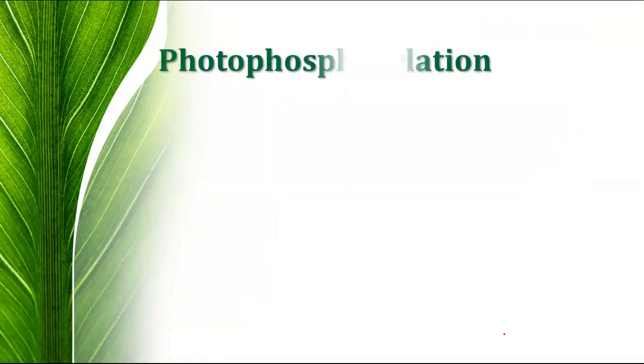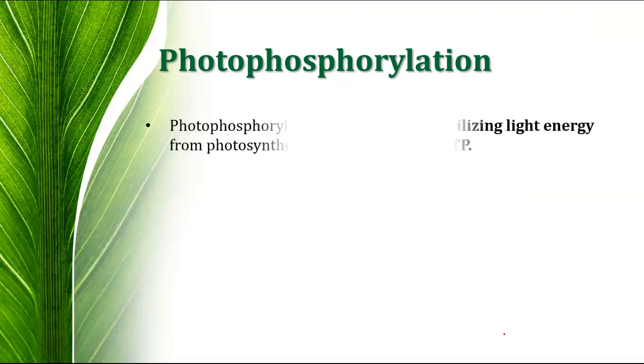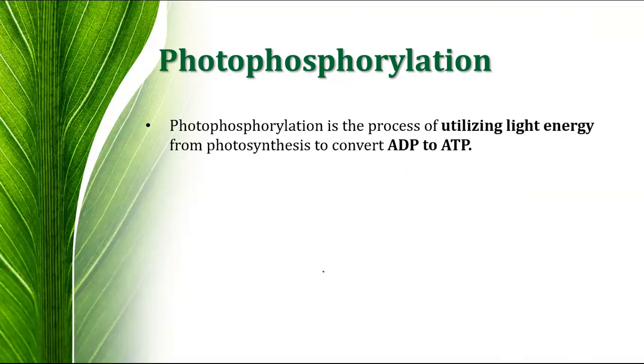Now here we are focusing on how the ATP and NADPH form, that is with the help of the electron transport chain. The electron transport chain we call photophosphorylation. Photophosphorylation is the process of utilizing the light energy from photosynthesis and converting ADP into ATP.